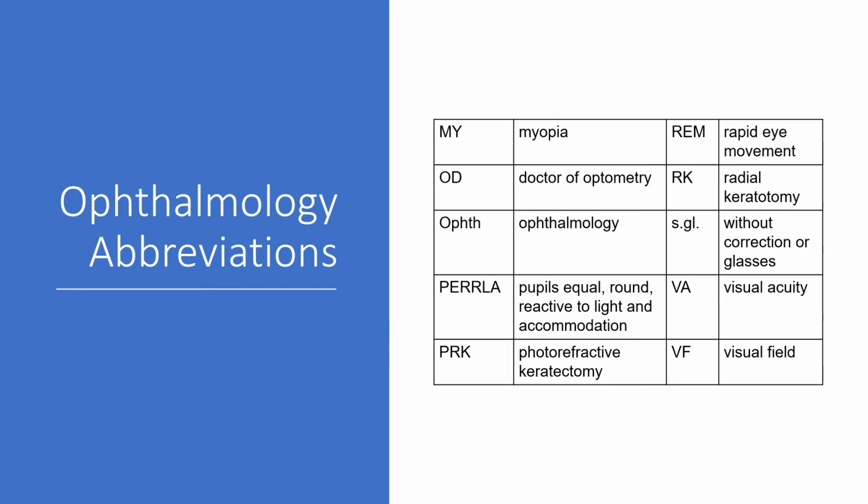MY for myopia; OD, doctor of optometry; OPH for ophthalmology; PERRLA, pupils equal, round, reactive to light and accommodation; PRK; REM, rapid eye movement; RK, radial keratotomy; S.GL, without correction or glasses; VA, visual acuity; and VF, visual field.